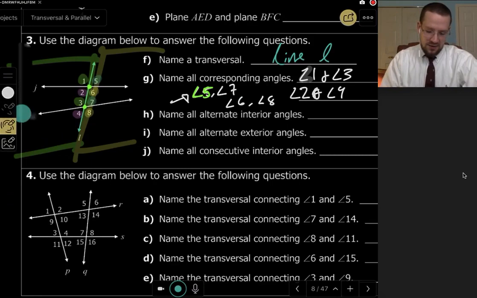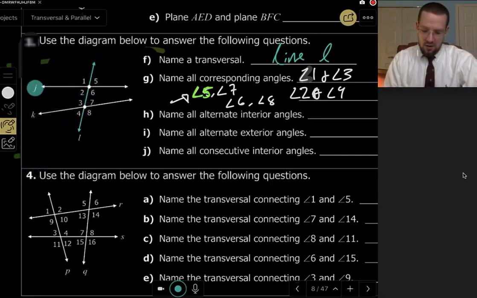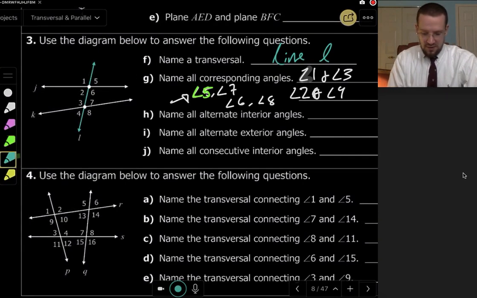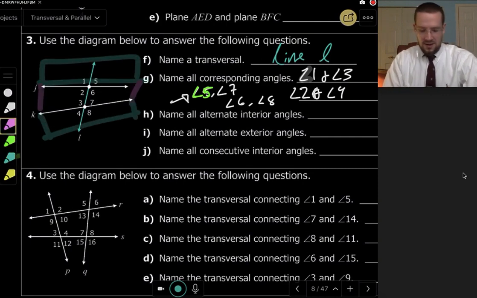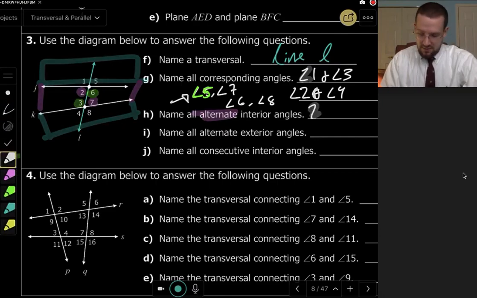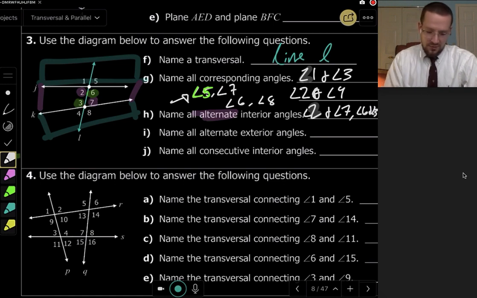Next question is, name all the alternating interior angles. So let's think about which is our interior region. Well, here we have our meatloaf and spaghetti sandwich, right? The interior is going to be this pink part, the inside of the sandwich. Alternating means every other, so these ones are going to be hopping around. 2 and 7 alternating, 6 and 3. So angle 2 and angle 7, and angle 6 and angle 3. Again, these are the ones that are hopping around here.